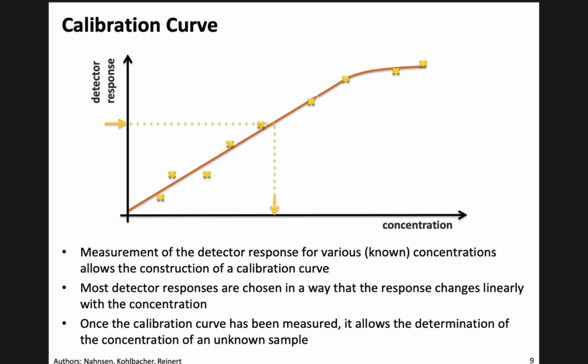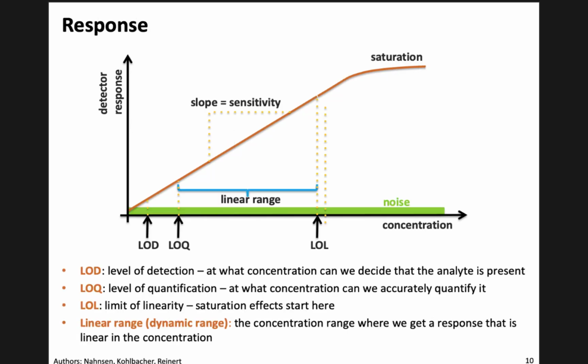So what is really interesting to us is how far can we go? How far up can we go until this linear regime ends and the detector starts doing funny stuff, or the instrument? That is typically known as the linear range. There are different quantities that we can determine from such a calibration curve. First of all, we have the LOL, which is the limit of linearity. We have the LOQ and the LOD, the limit of quantification and the limit of detection.